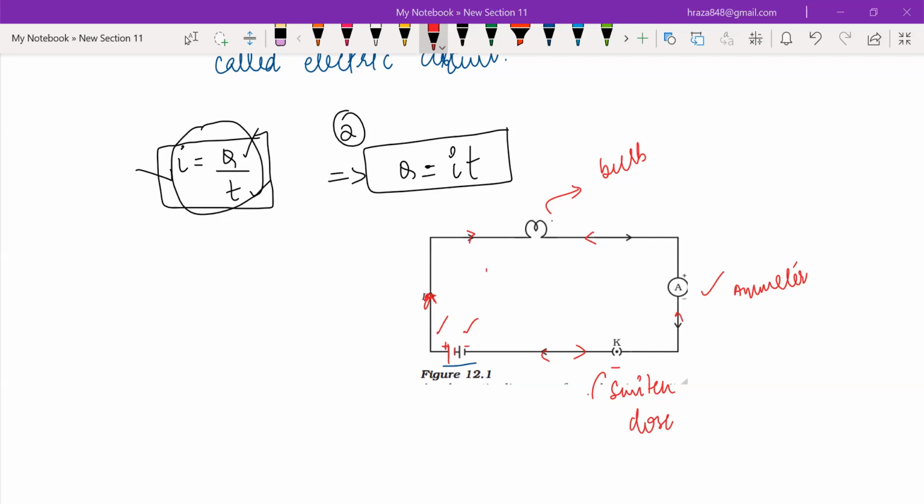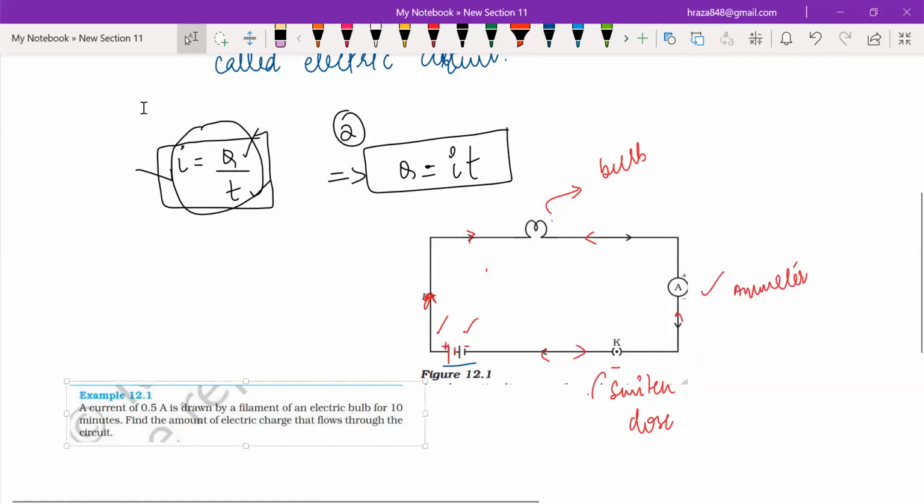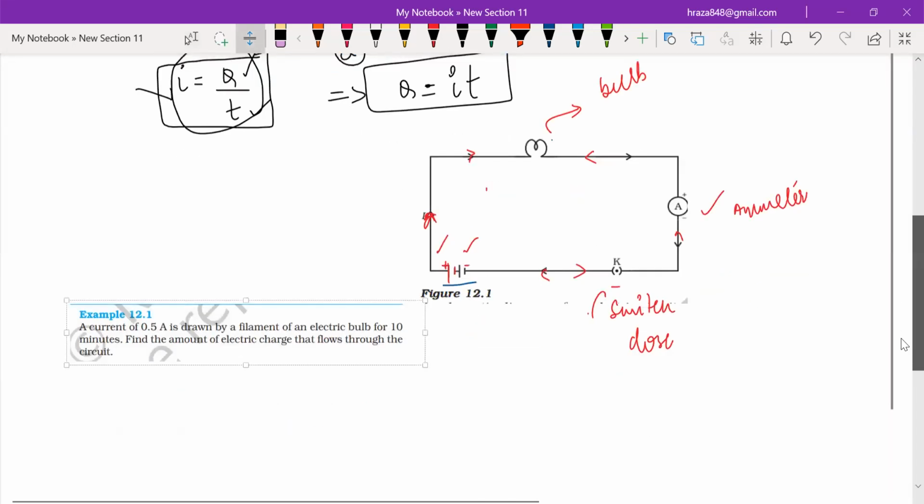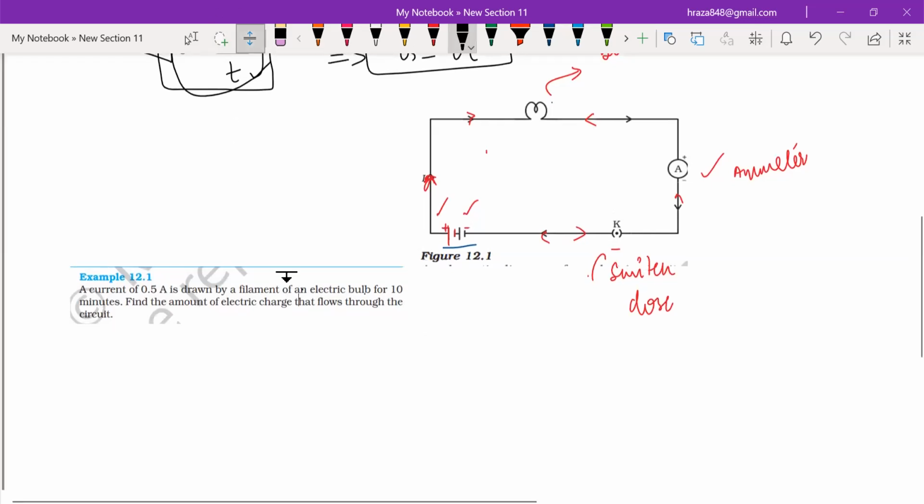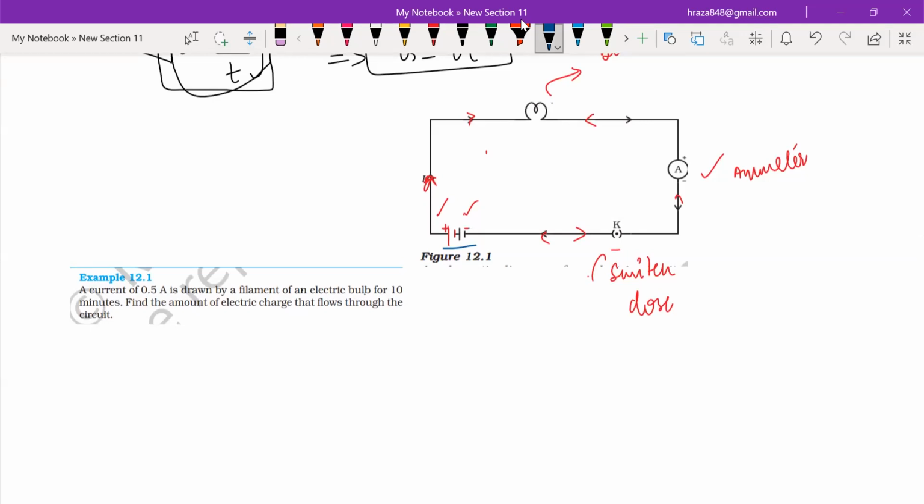Now I'm going to give you a question on this, from NCERT. Are you able to see the question? Yes, sir. A current of 0.5 ampere is drawn by a filament of an electric bulb.